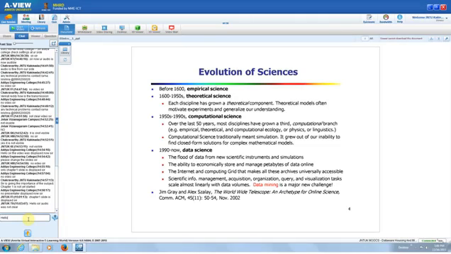And in the 90s, data science: floods of data from new scientific instruments and simulations, and the ability to economically store and manage petabytes of data online. That has driven you to go for knowledge extraction processing, and the internet and computing grid make all the archives universally accessible. Scientific information management, acquisition, organization, query and visualization tasks scale almost linearly with the data volumes. So data mining is a major new challenge.